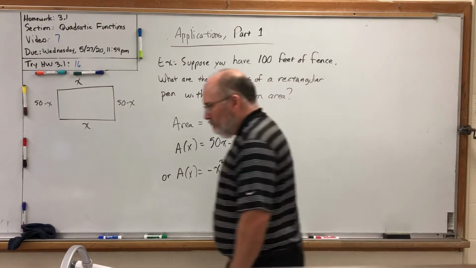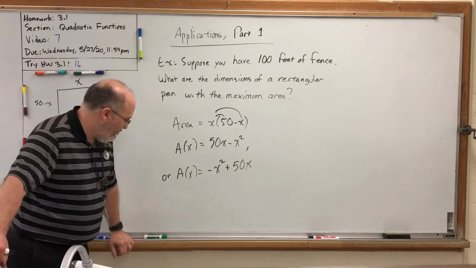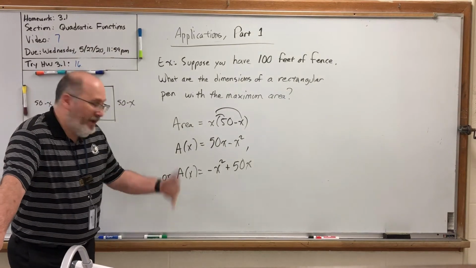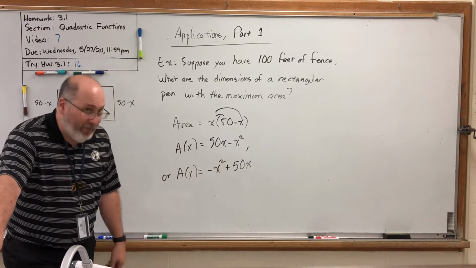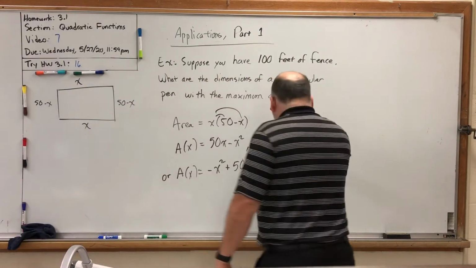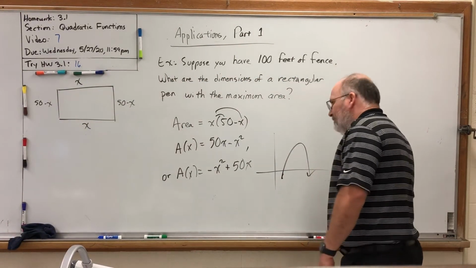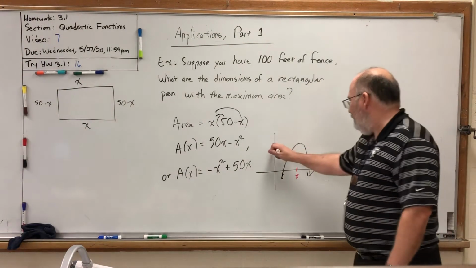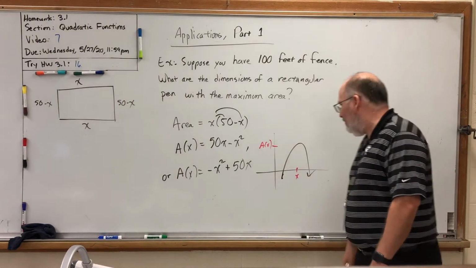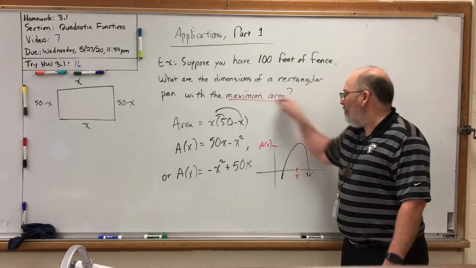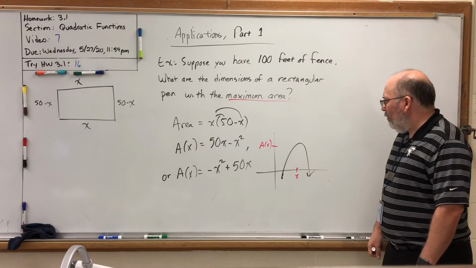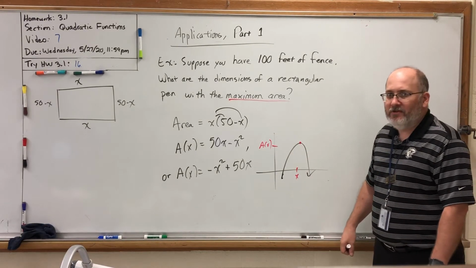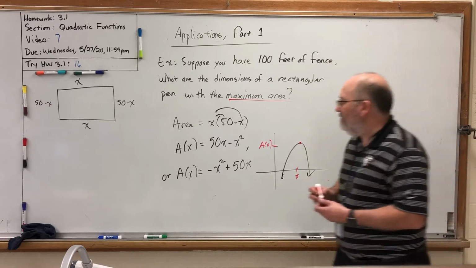So wait, I know what this graph looks like. I'll get more details in a moment, but A, it's a parabola, and B, it opens upside down. So another graph of this looks like that. The input is the x, and the output is A of x, which represents the area. And I'm looking for maximum area. Well, where on this parabola does the area be the highest? Right there at the vertex. So I think I've got a plan of attack.